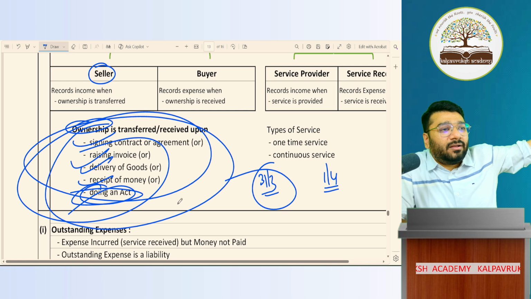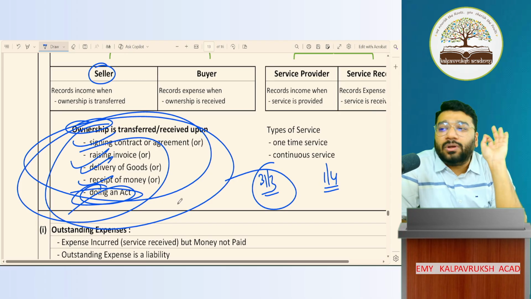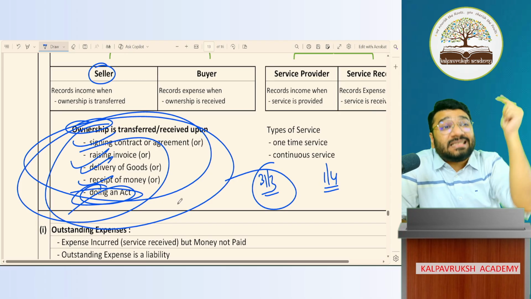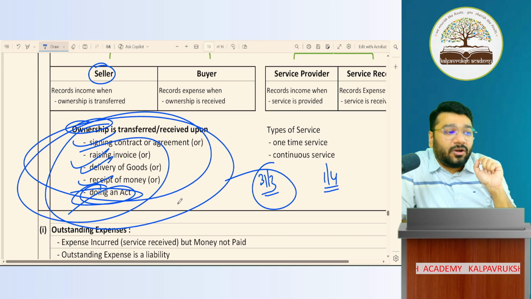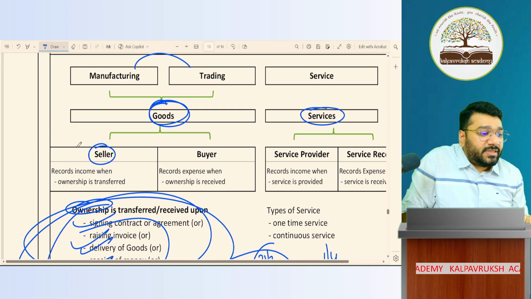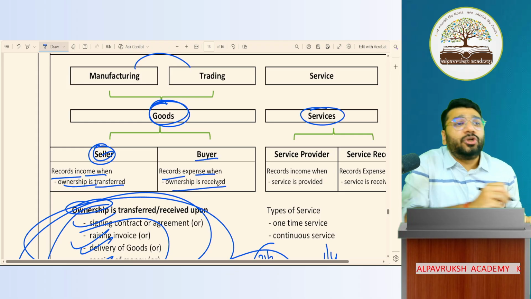Which is best, accrual basis or cash basis? Accrual is best. The accrual concept says to record income when it is earned and record expenses when they are incurred. Got it, not got it? Clear or not clear? So the seller should record income when the ownership is transferred. The buyer should record expenses when ownership is received.